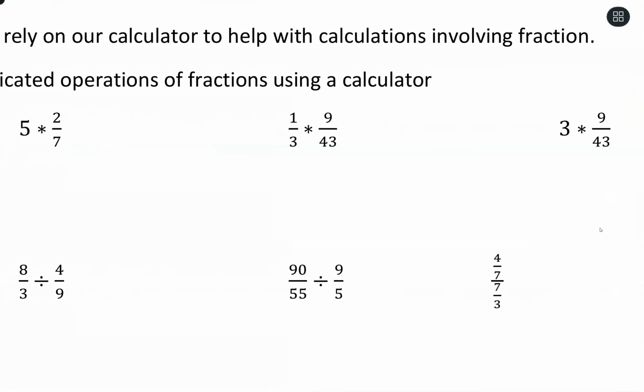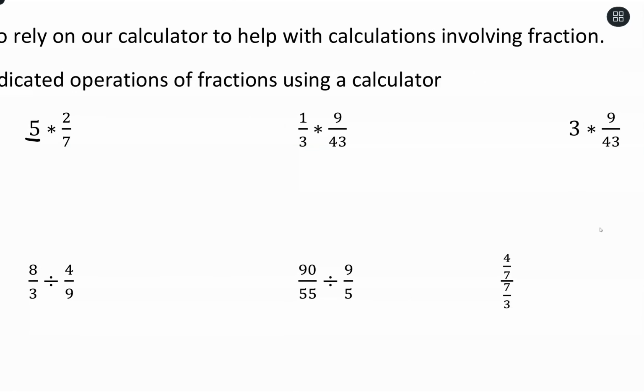Okay. If you have a whole number, it's like it's over a 1. So this would be the same as 5 times 2 in the numerator over 1 times 7, which is 7. Nothing to reduce there, so that would be done.